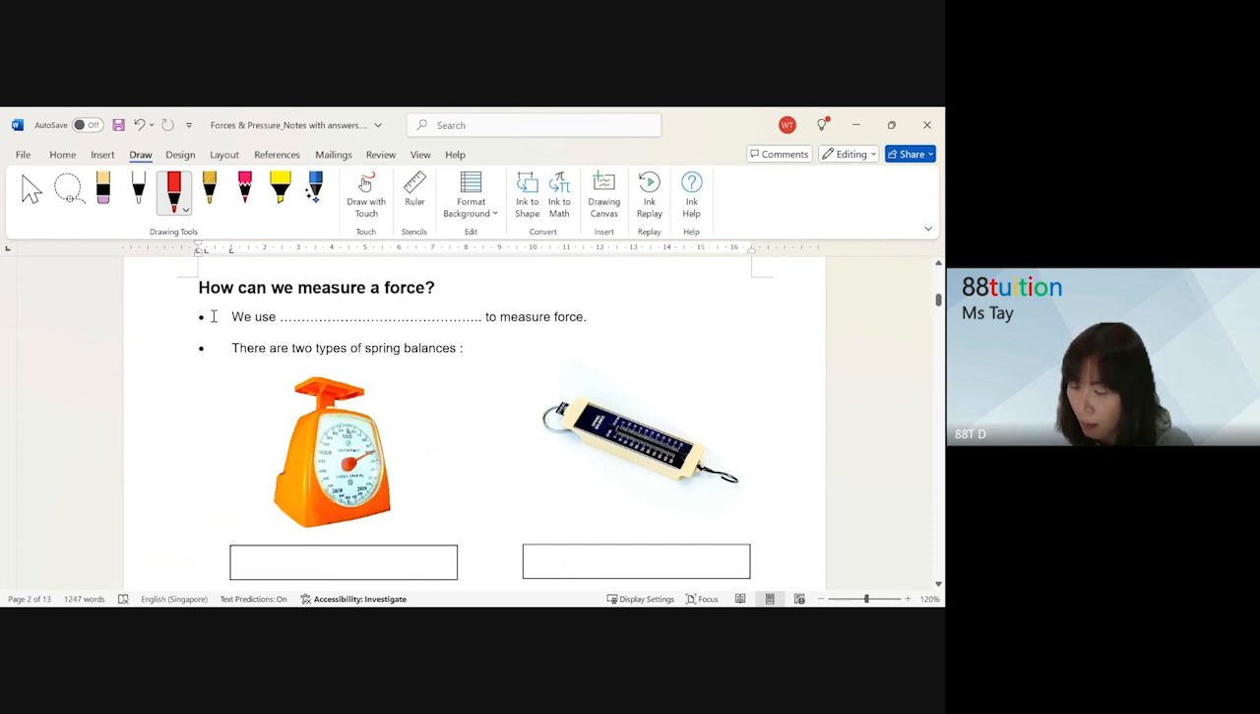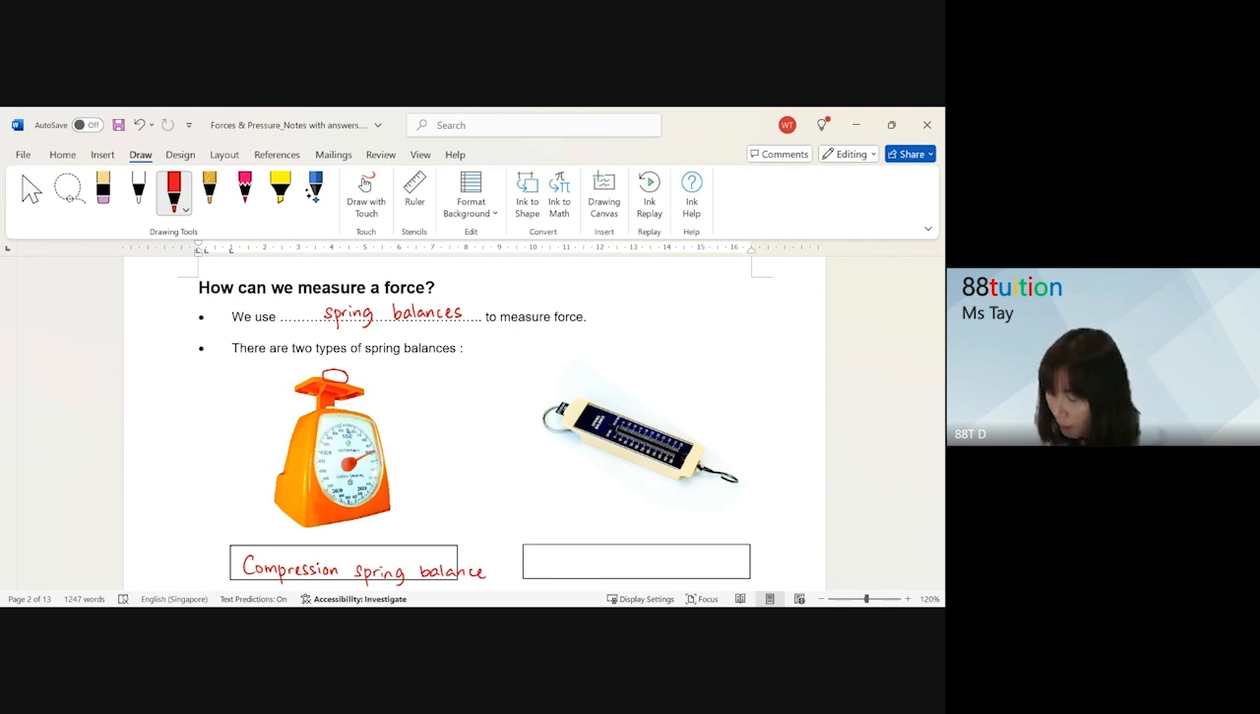Now we use something to measure force. What do we use? In fact, we use spring balances. This is really how we measure force. Now there are two types of spring balances. This type, you put the object on the top and it presses down, so this is known as the compression spring balance. Why is it called a spring balance when it looks like this? Because there are springs inside.